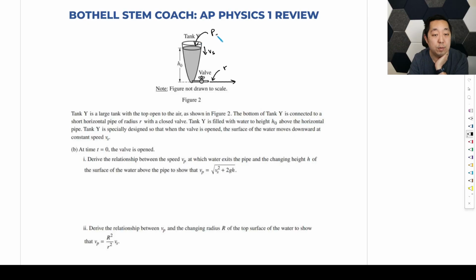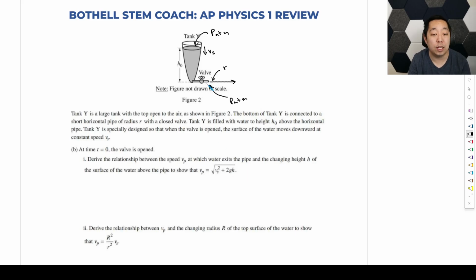So this is atmospheric pressure here. And now that we've opened this valve, this is also atmospheric pressure. Derive a relationship between this speed Vp at which the water exits the pipe and the changing height of the surface to show that Vp is equal to the square root of Vs squared plus 2gh.